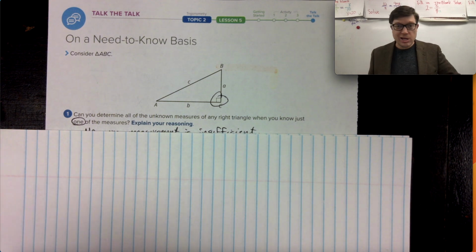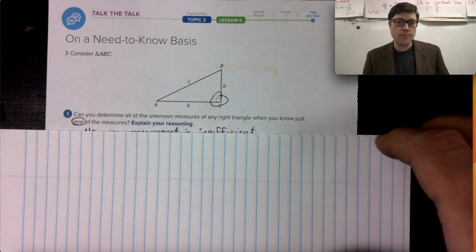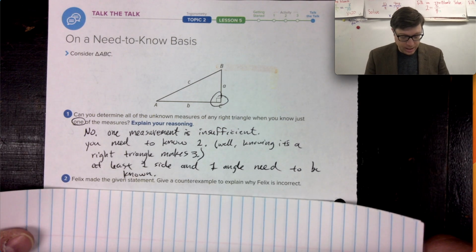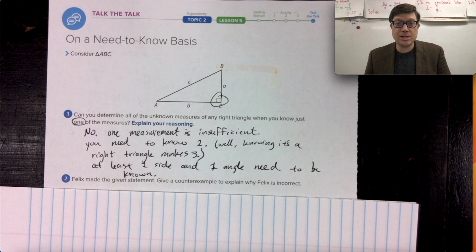This one, so I'm gonna reveal and you write as we go through. On a need-to-know basis, what information is required for us to be able to answer the information from a triangle? Well, the first one is that no one measure is allowed.